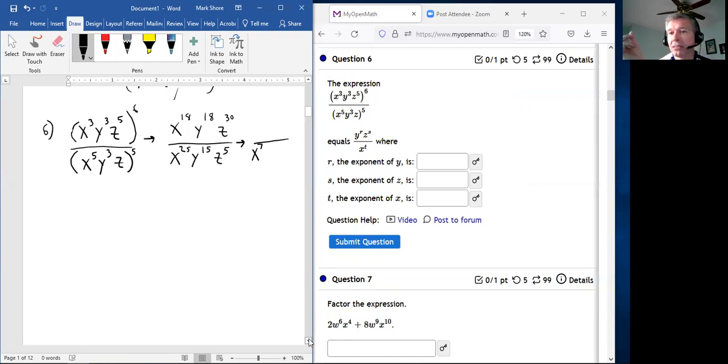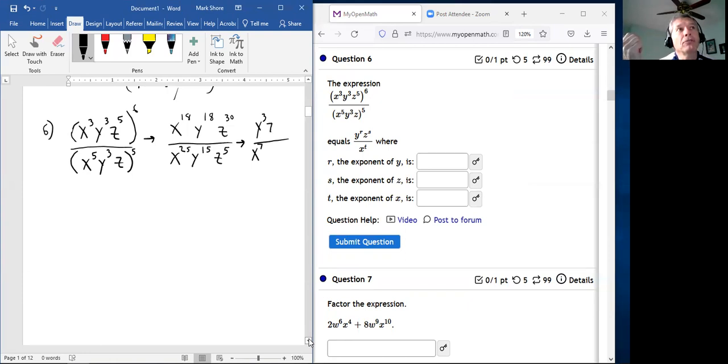Does that make sense? Yes. That's how it works. Same thing going on here. There's 3 more y's on the top. You just subtract, but you put your answer where the most amount is. 18 minus 15 is 3. Well, where does the 3 go? It goes on the top because that's where the most amount of y's are. Same thing here.